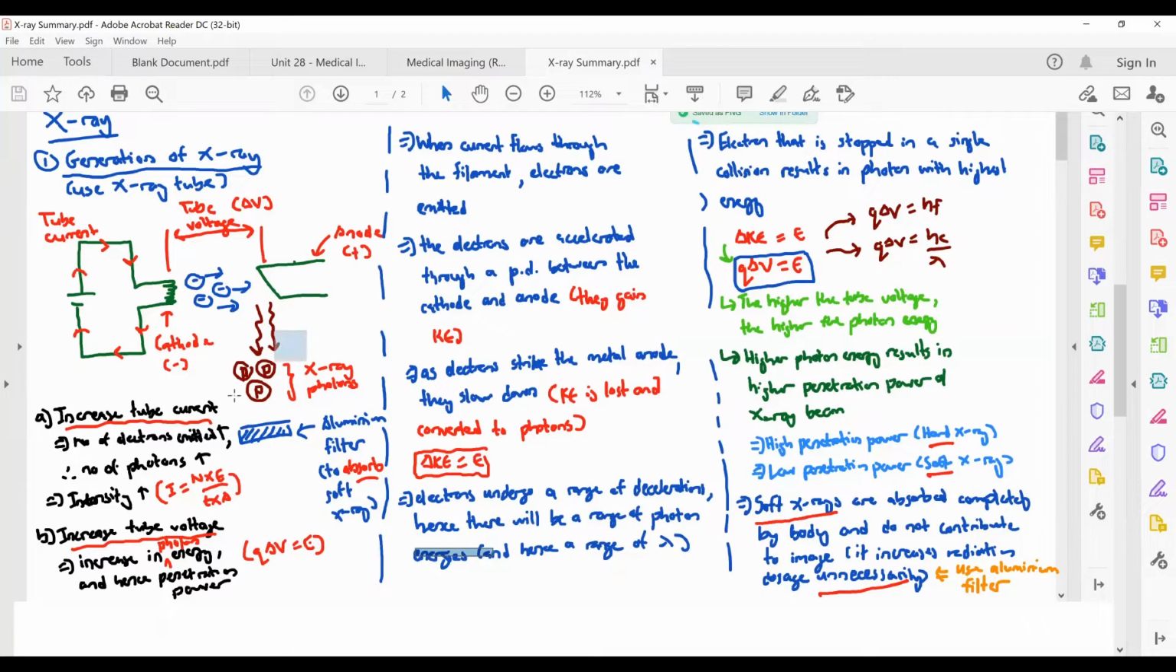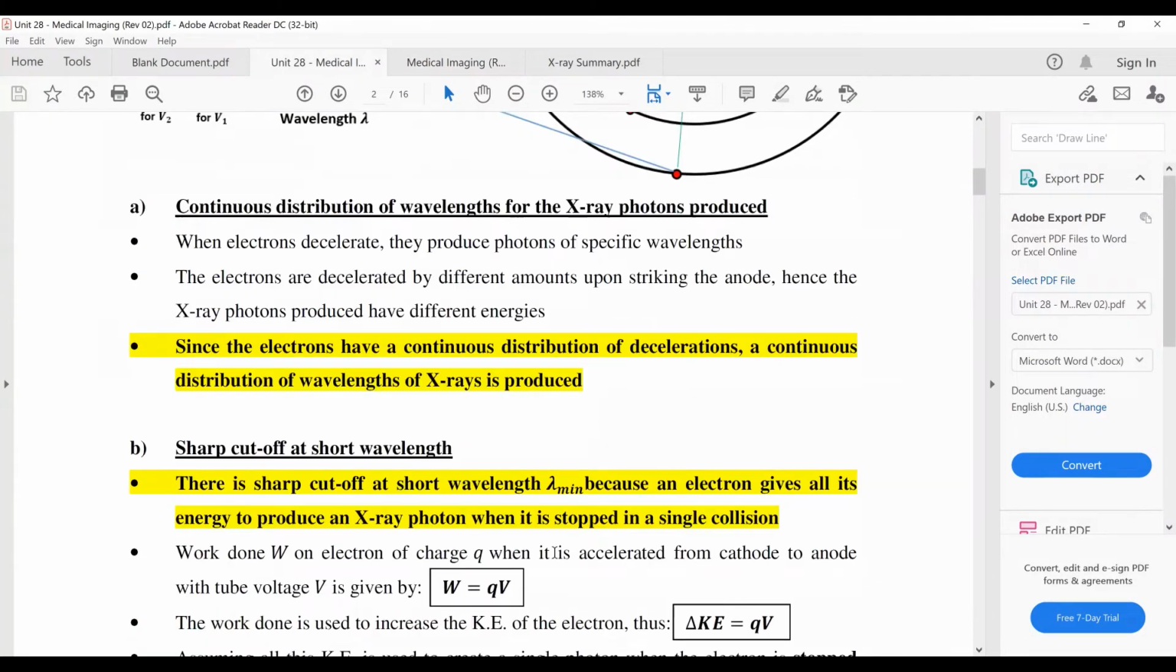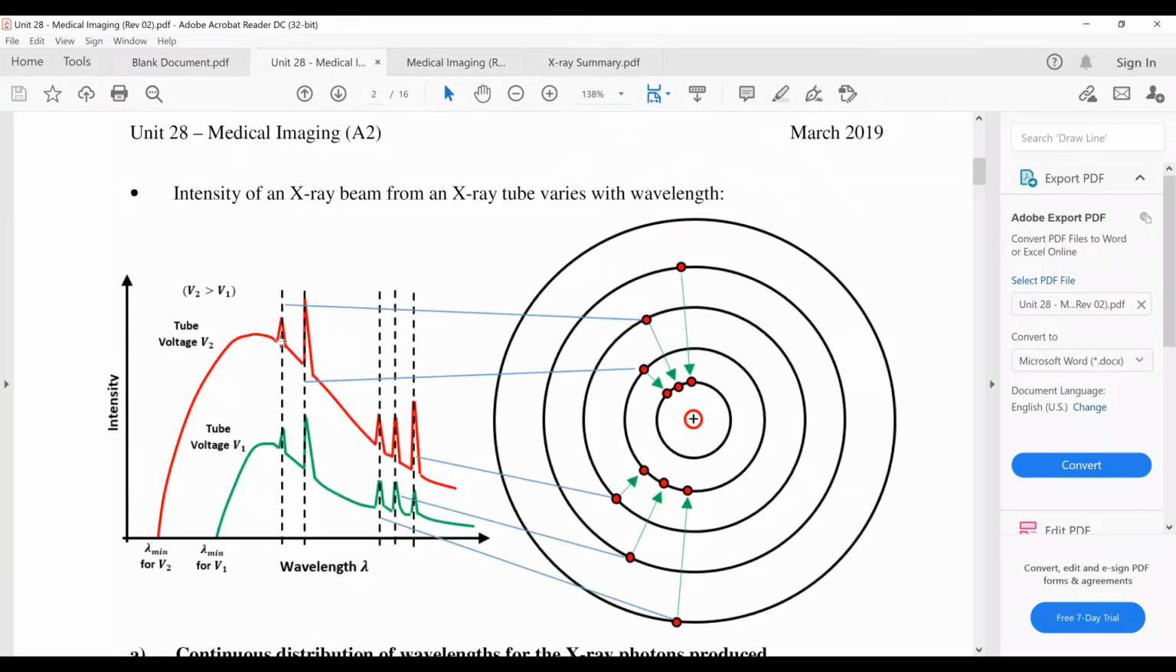So if you were to analyze the wavelengths of the X-ray photons produced, you will normally get something like this. If you refer to the medical imaging notes that I gave to you some time back, refer to page 2. If you were to analyze the X-ray photons produced from your X-ray tube and plot a graph of, say, intensity versus wavelength, in general, you will get a shape like this.